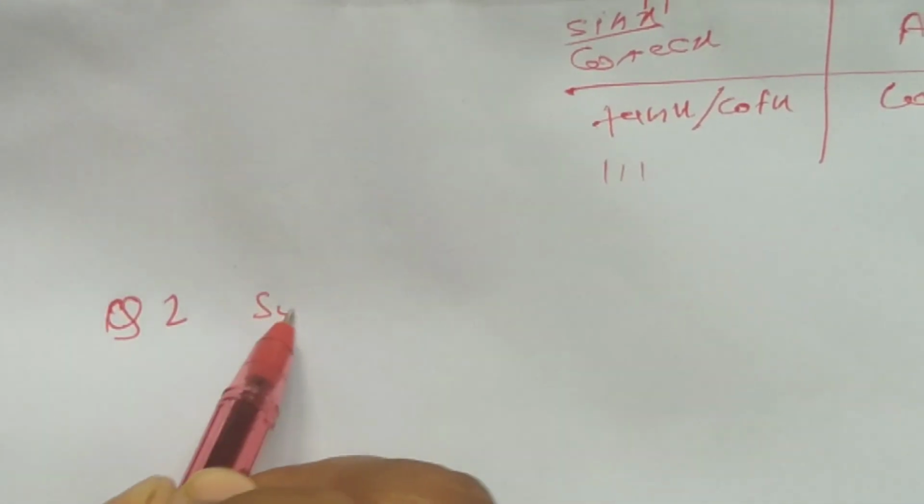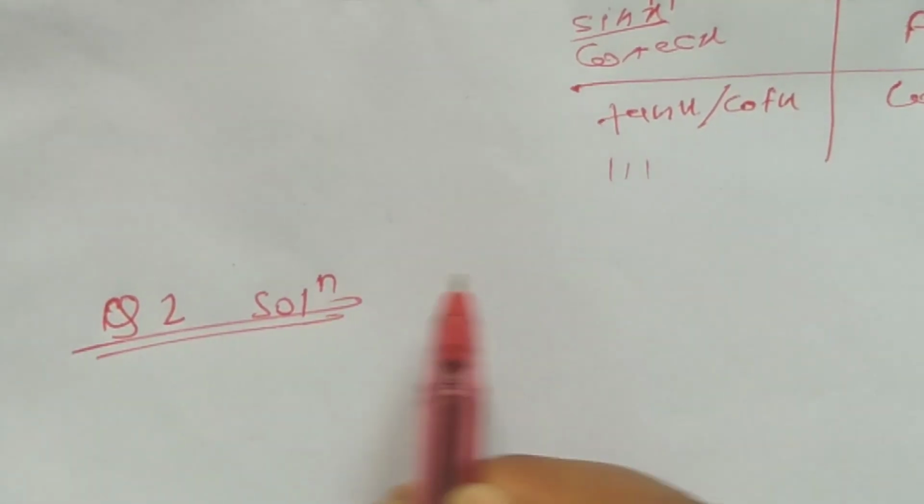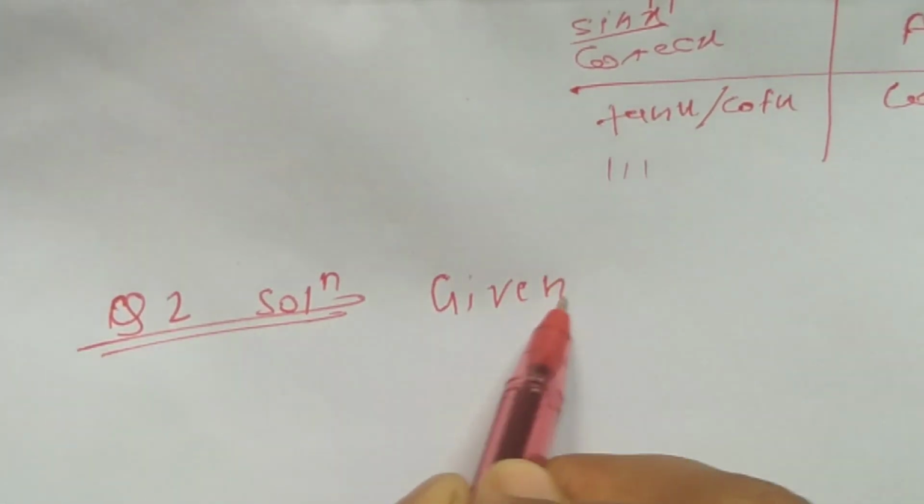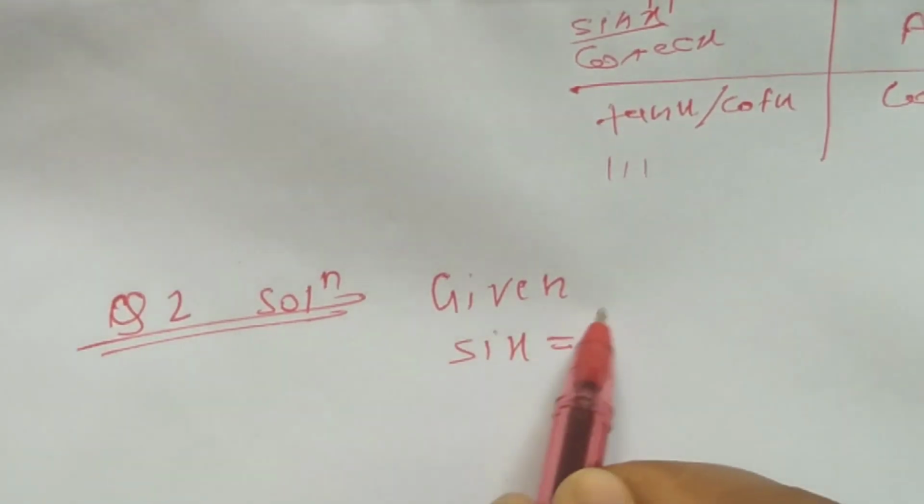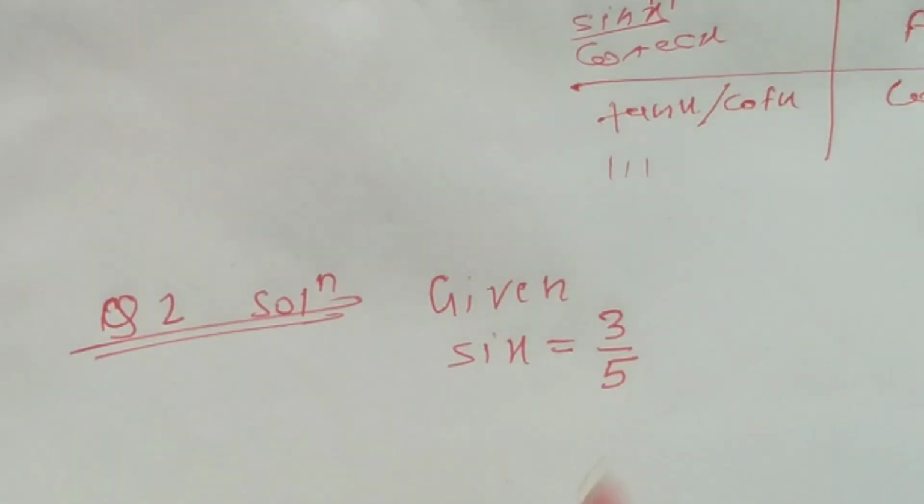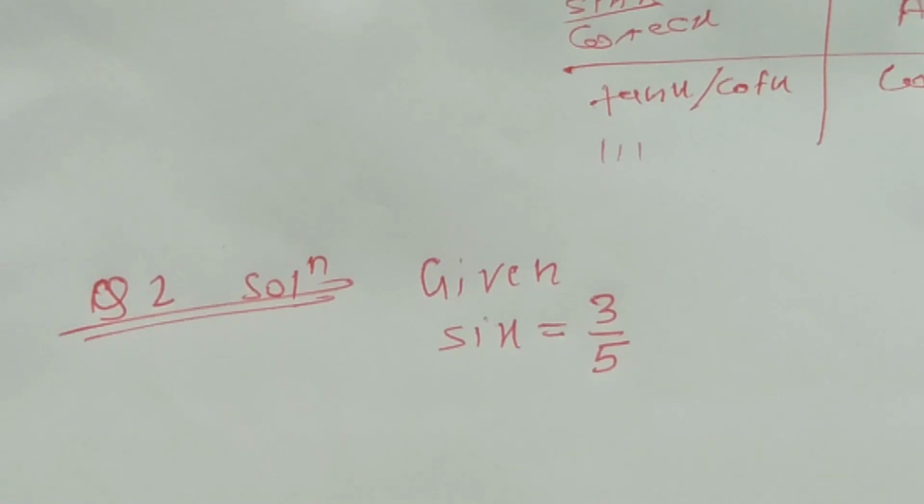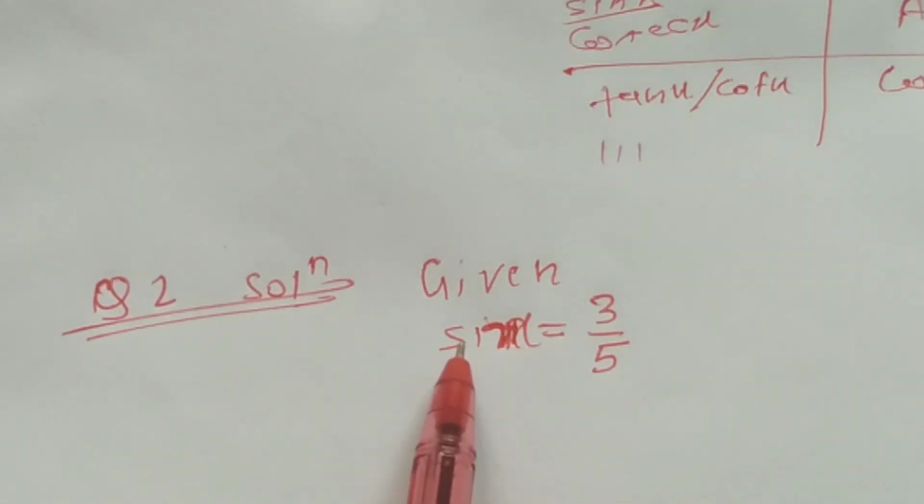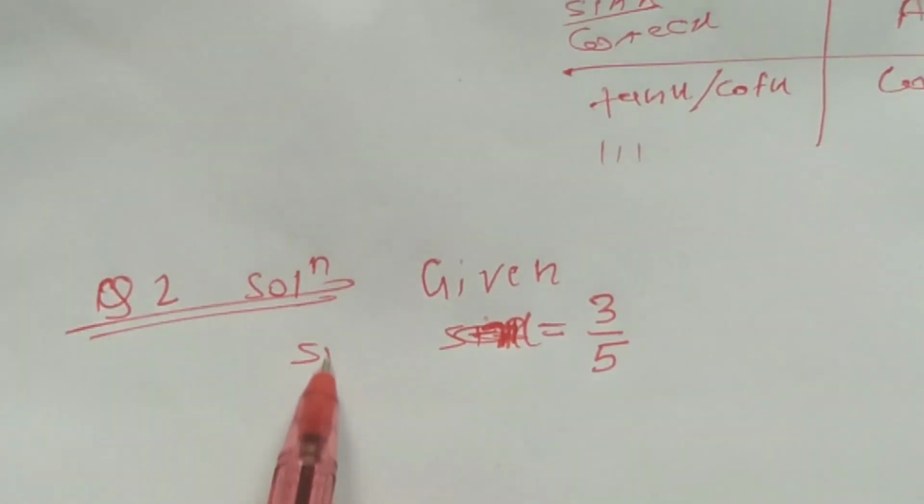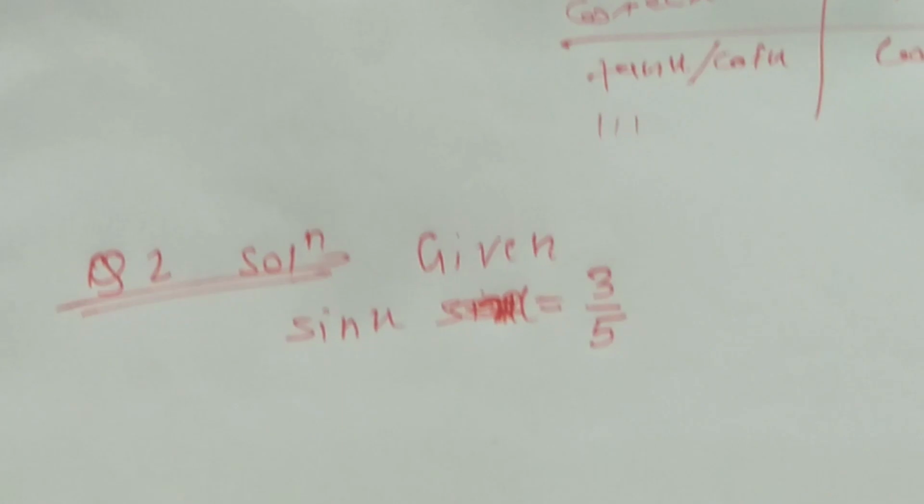Question number 2, solution. Given sin x equal to 3 by 5. Now sin is related with cosec x, isn't it? So we can write here sin x.